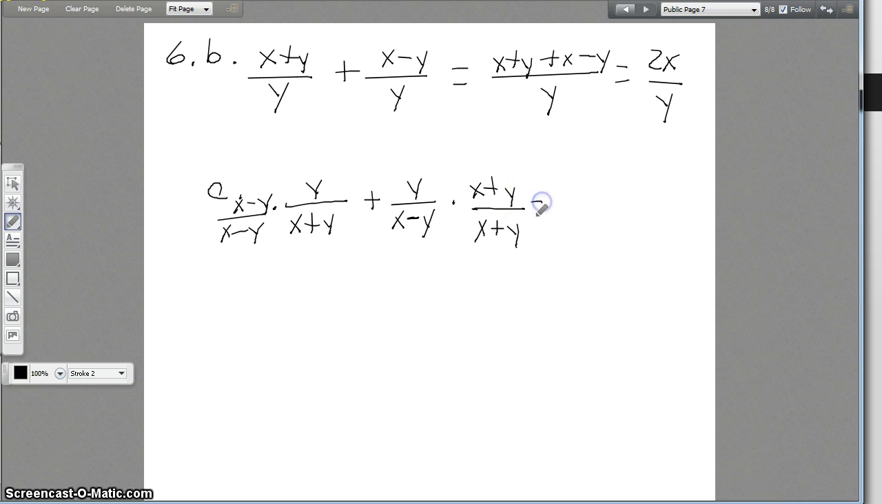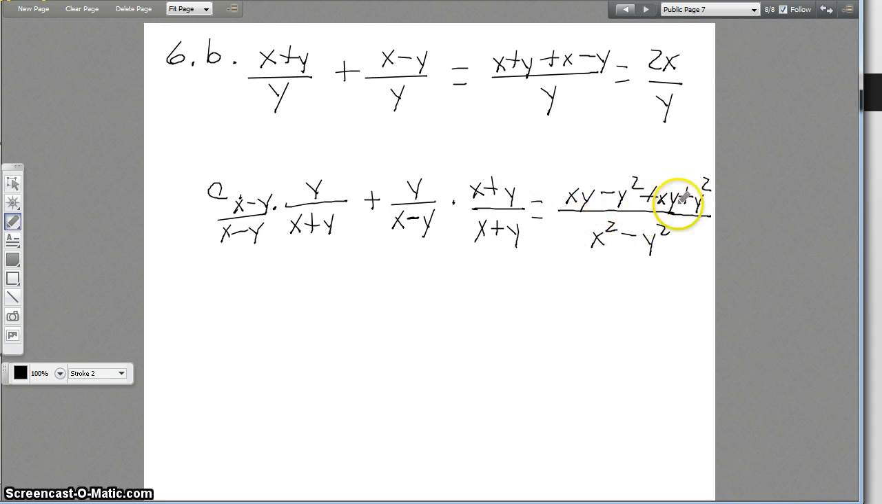Okay, so we can write this with a common denominator. (x - y) times (x + y) is just going to be x squared minus y squared. Now let's look at what we get up top. We have x times y is xy. We have negative y times y, and that's negative y squared. We have y times x, and that is xy. And then we have y times y, which is y squared.